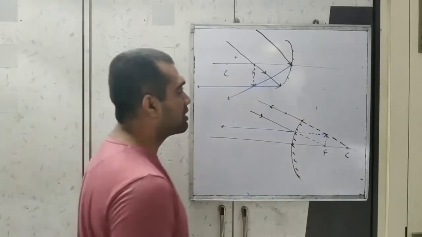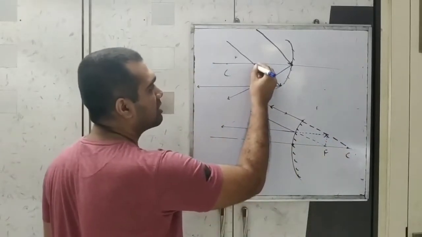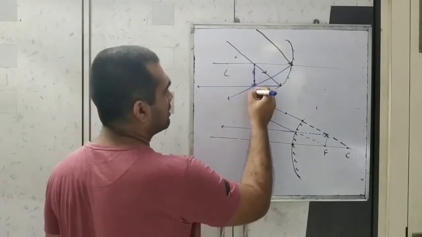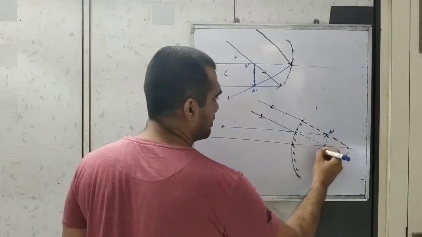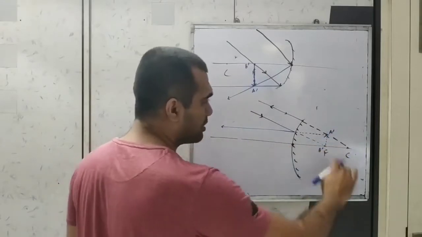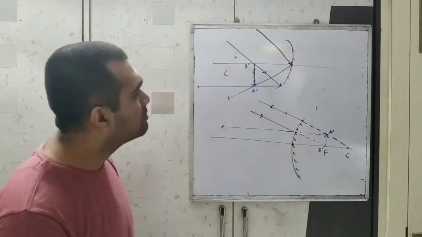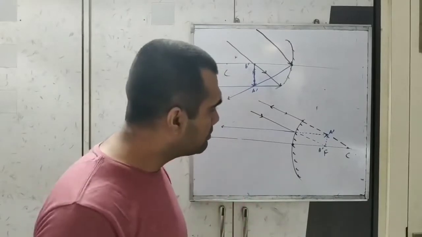The reason why I am drawing a dash line here is because it's a virtual image. Here it was not required. It's a real image, so a solid line is fine. And we should label it A dash, B dash. Here also, A dash, B dash. The B dash should always lie on the principal axis. It's a virtual image, so a dash line is compulsory. All these dash lines, don't draw a solid line for a virtual image.